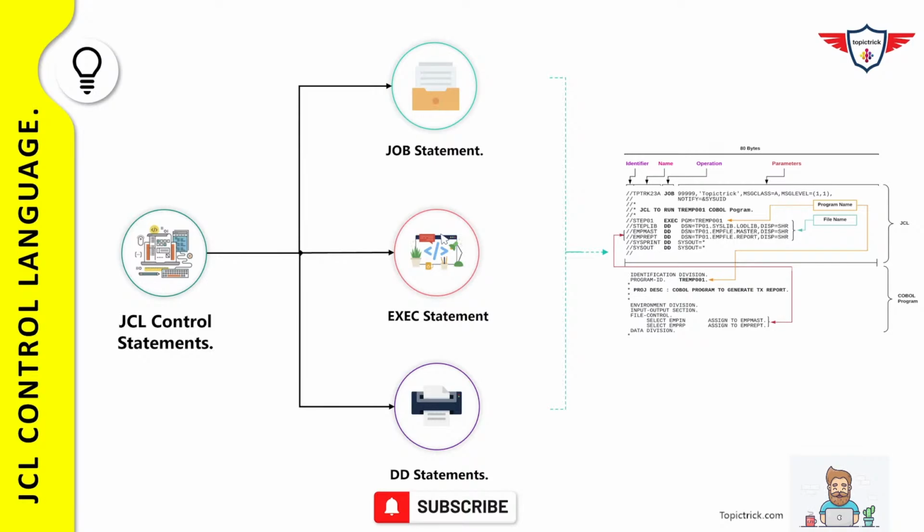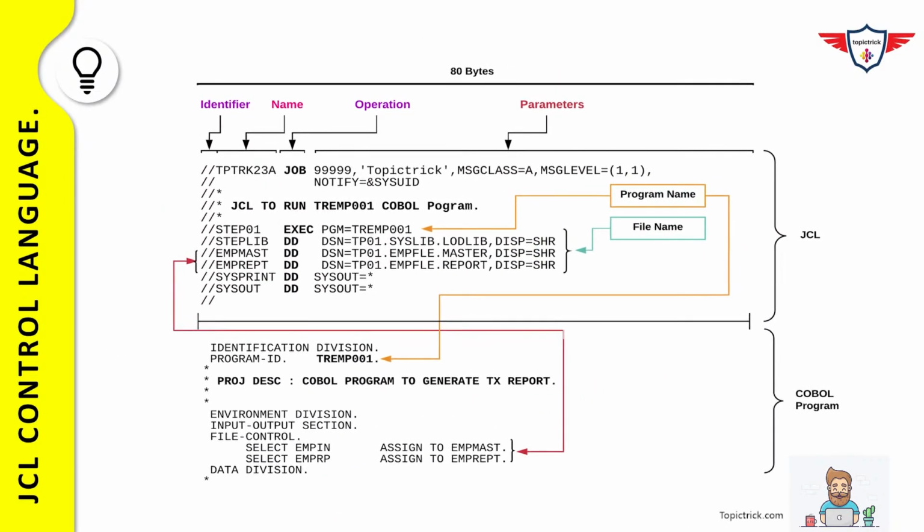This example will help you in connecting the dots: how exactly the different job control statements are included in a job step and how these job steps are combined to form a job. If you look at the right hand side of your screen, you have an example that illustrates how the job control statements are linked to the COBOL program name or the file names. On the top section you have a sample JCL that will execute the program TREMP001. And the bottom section is a small snippet picked up from the COBOL program.